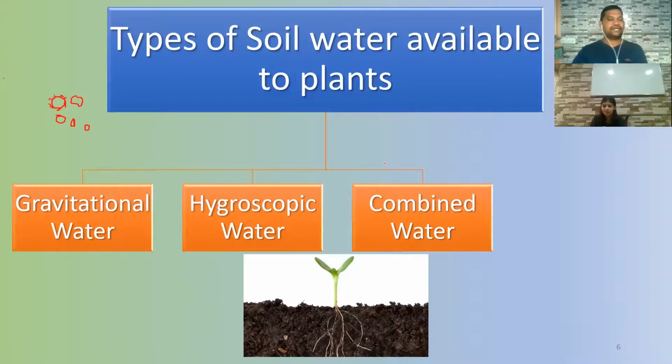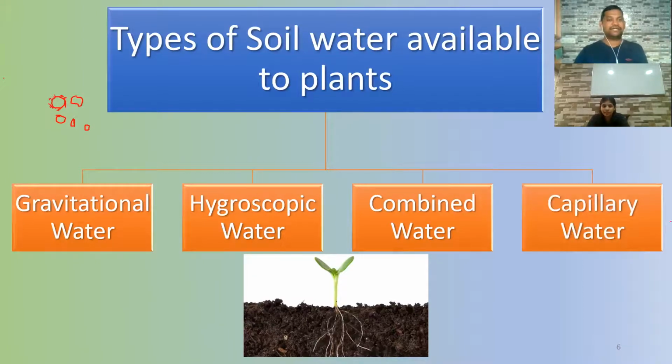जैसे soil also contains air. तो soil में जब air है तो उसमें gases है. And water combines with some gases to form other compounds. Like carbon dioxide के साथ combine हो गया तो carbonic acid बन जाएगा. तो वो पानी available नहीं रहेगा plants को. So gravitational, hygroscopic, combined, not available to the plants. The only water which is available to the plants is something called capillary water.